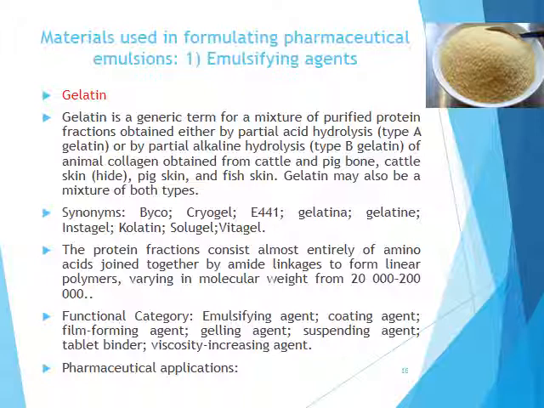The names for this excipient are quite different. So E441, gelatin, collatin, and so on. So these are the different names for these excipients. The protein fractions consist almost entirely of amino acid joined together by amide linkages to form linear polymers having a molecular weight ranging from 20,000 to 200,000 Daltons.